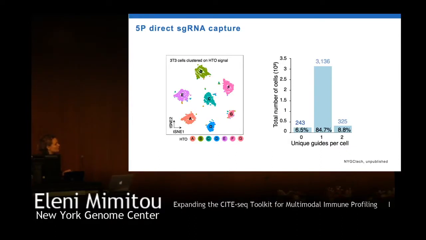And we see that the capture is pretty high, only 6.5% of the cells were negative. And from the positive ones, about 85% had 1 unique guide per cell, and about 8.8% had 2 guides per cell, most of which are just singlet cells that have expressed 2 guides. And because we removed the doublets, we can now be more confident about the information coming from these cells.